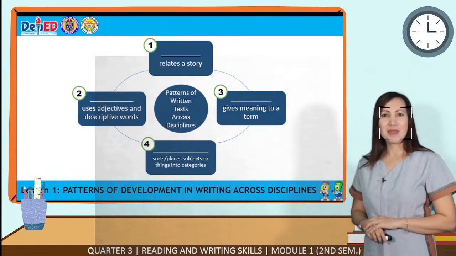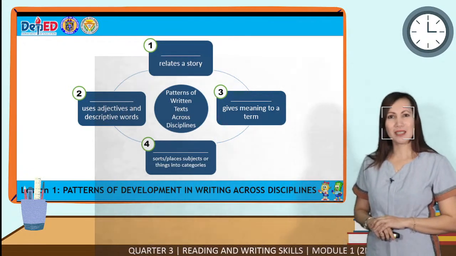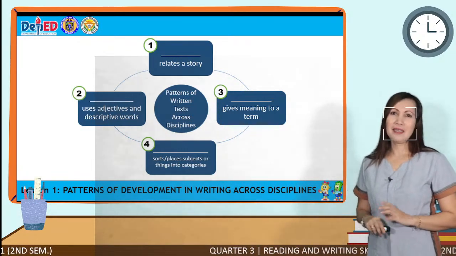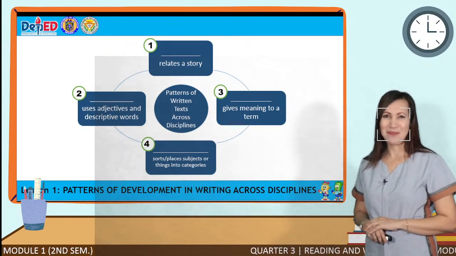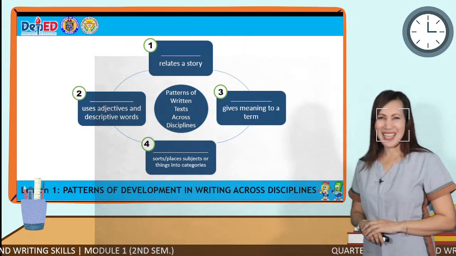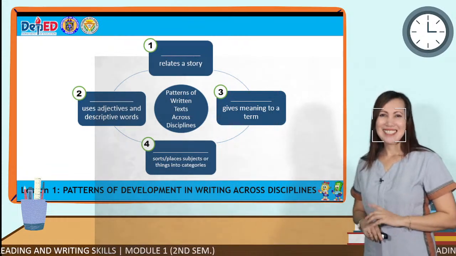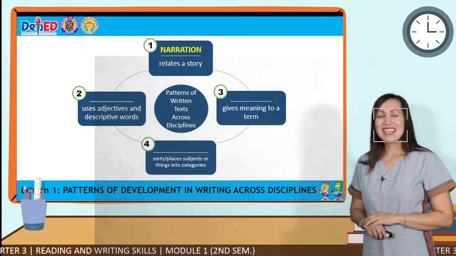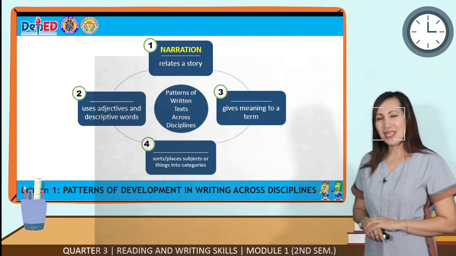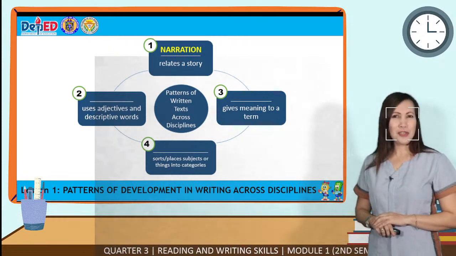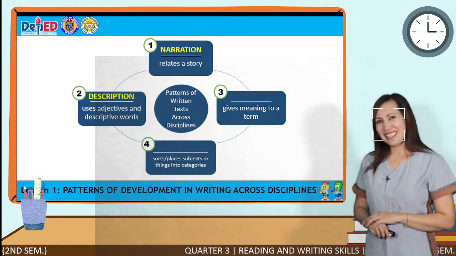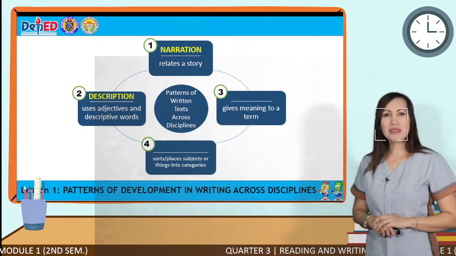This diagram describes distinguishing characteristics of the different patterns of development. We are going to identify the descriptions from the diagram. The first description, it relates a story. What do you think is the pattern? Correct. That is narration. How about in number 2? It uses adjectives and descriptive words. What do you think is the correct answer? Exactly. That is description.